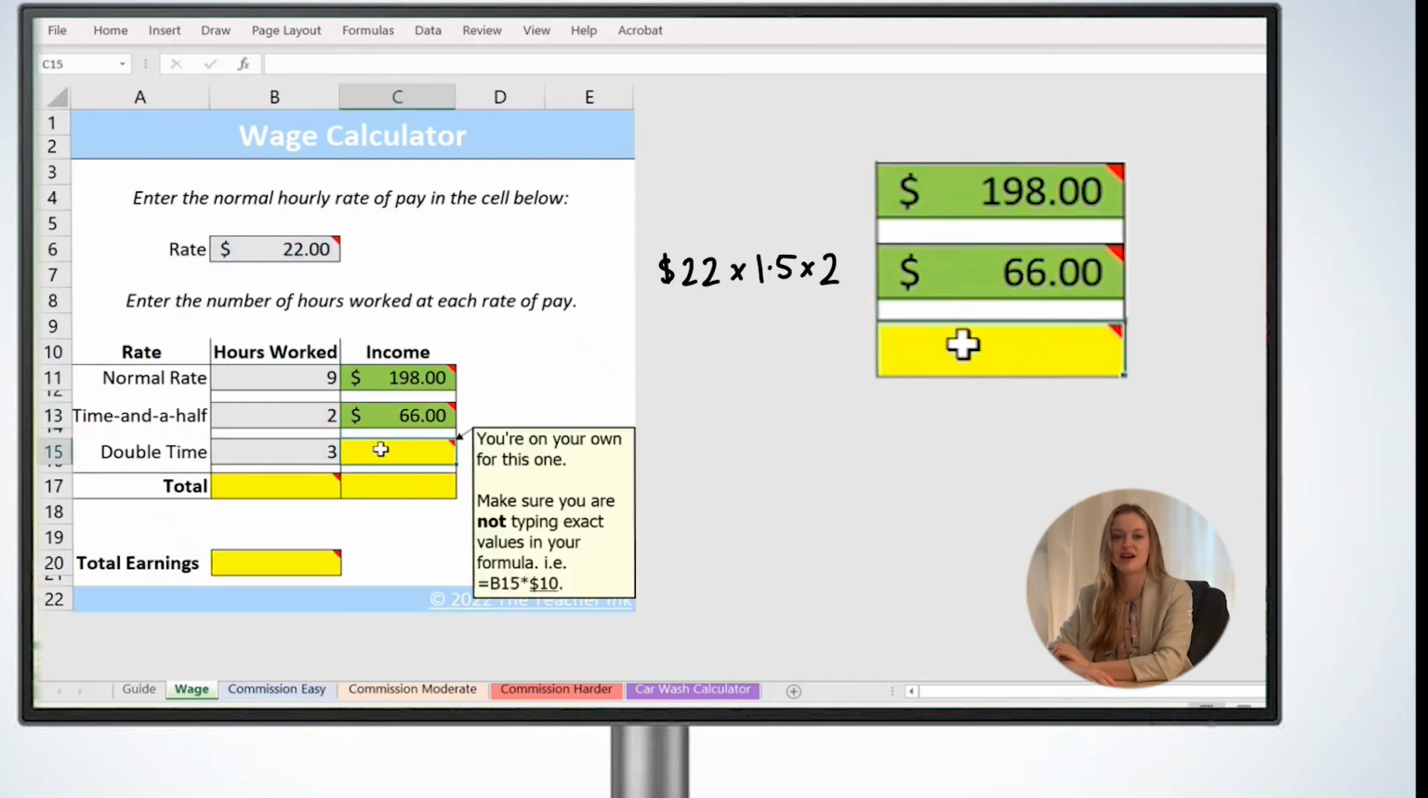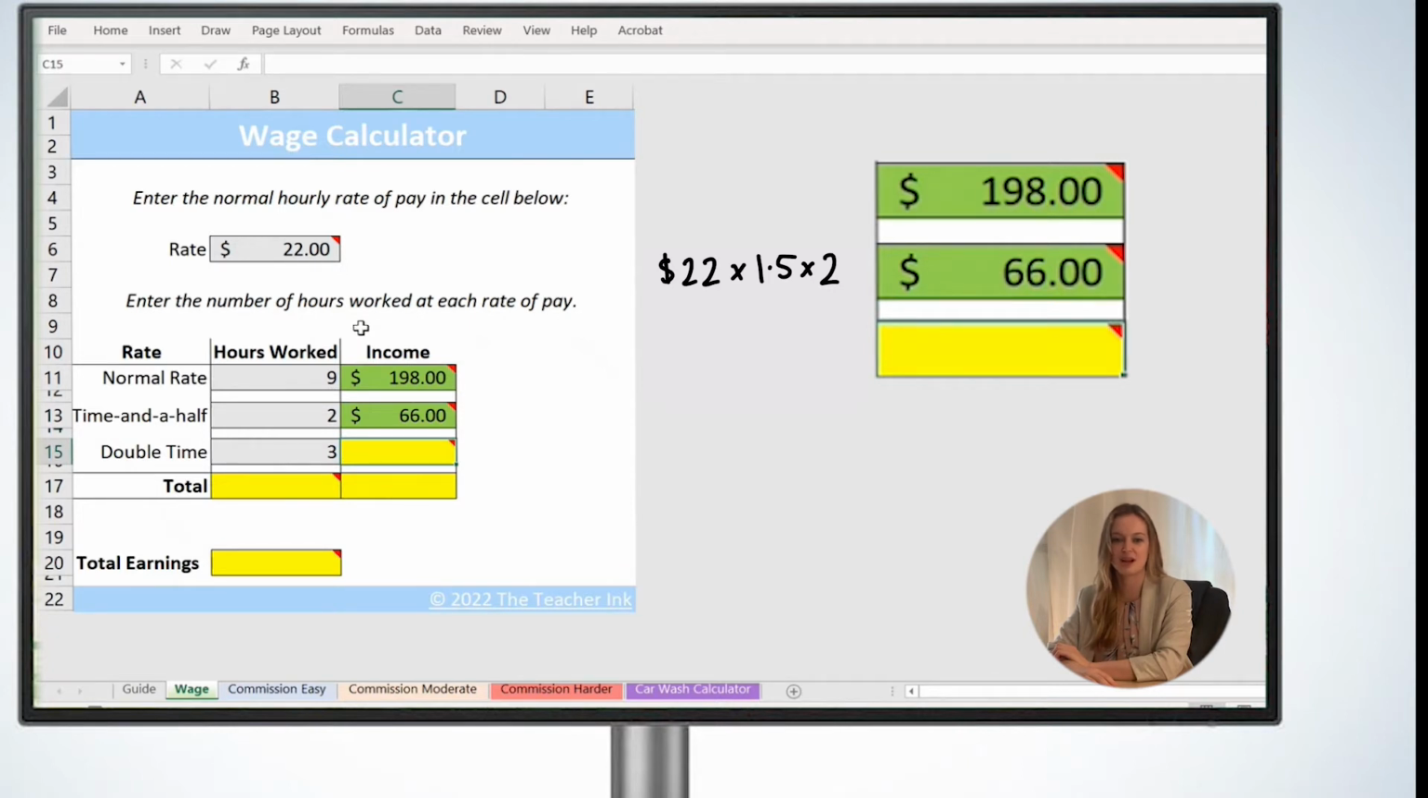To challenge yourself, I'd encourage you to pause and attempt the third income formula for yourself. Otherwise, let's keep going. The only difference this time is the penalty rate. So my calculation manually would be $22 per hour multiplied by 2 to give me the penalty rate for double time. Then we would multiply that by 3, the number of hours worked. That structure should support us in constructing our formula.